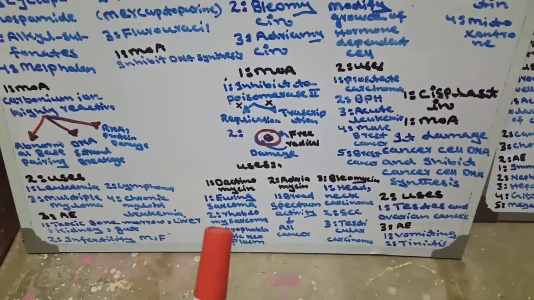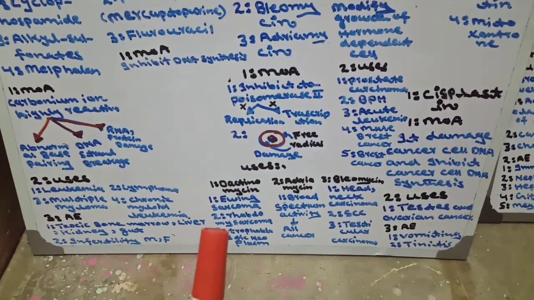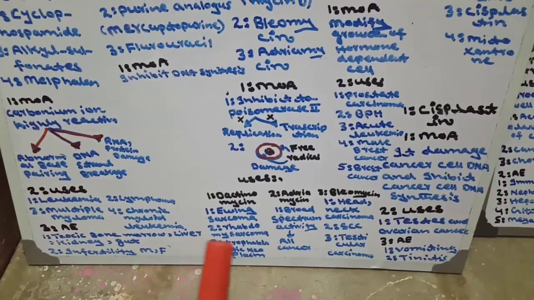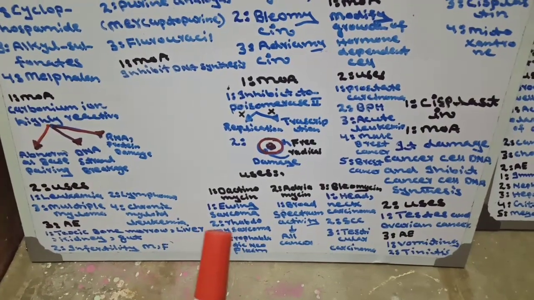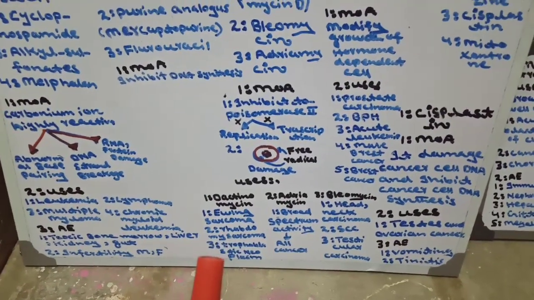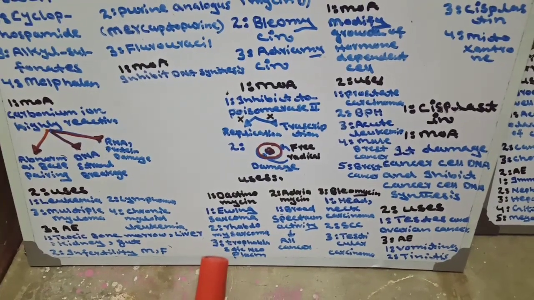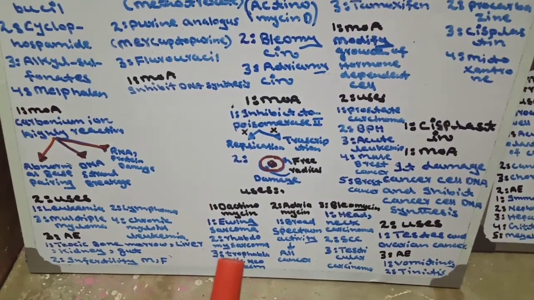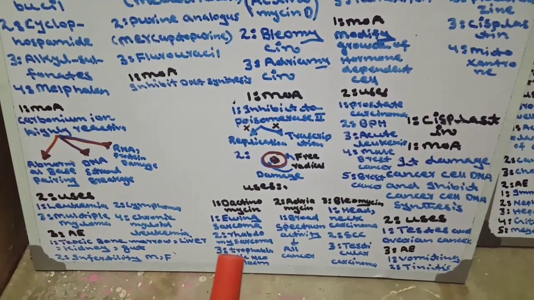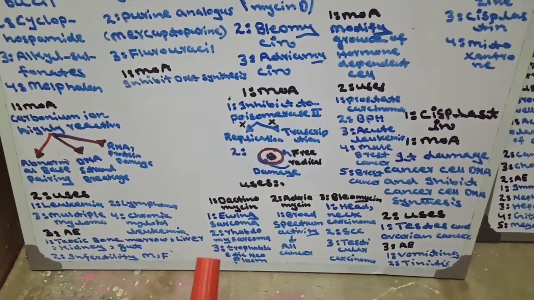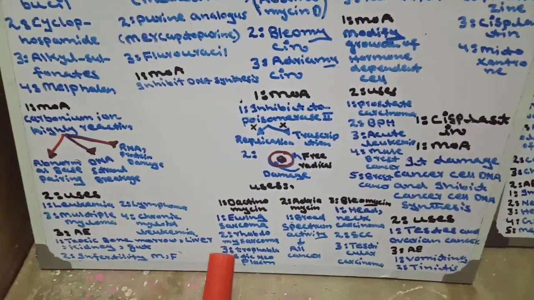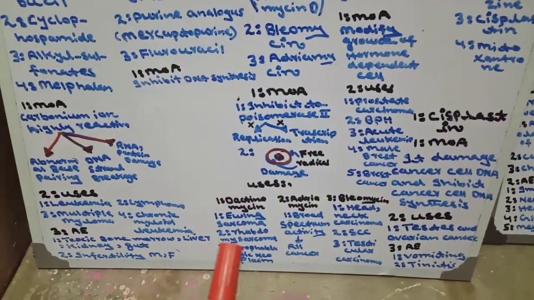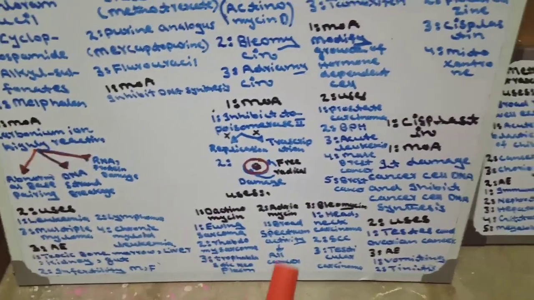Second is rhabdomyosarcoma. Rhabdomyosarcoma means cancer of skeletal muscle. Number third is trophoblastic neoplasm. Trophoblastic neoplasm is that neoplasm which is derived from trophoblastic cells, like choriocarcinoma. These are the three uses of dactinomycin.